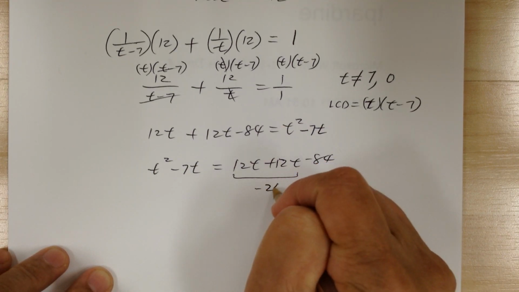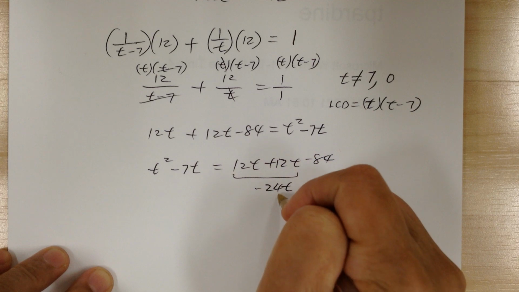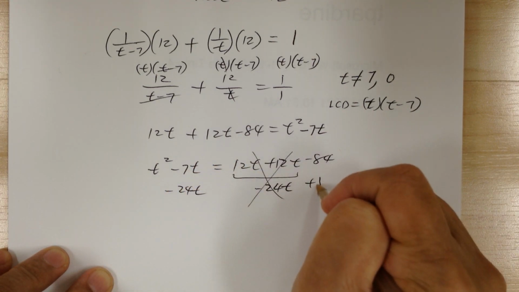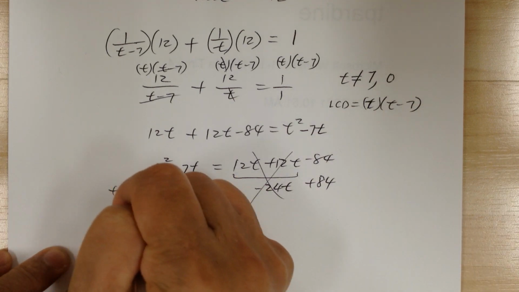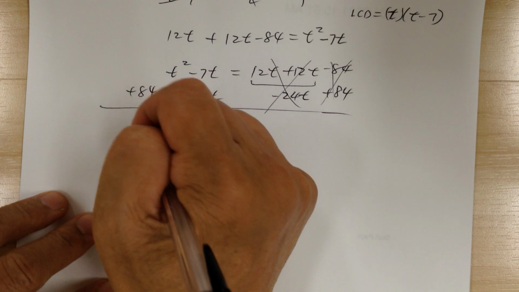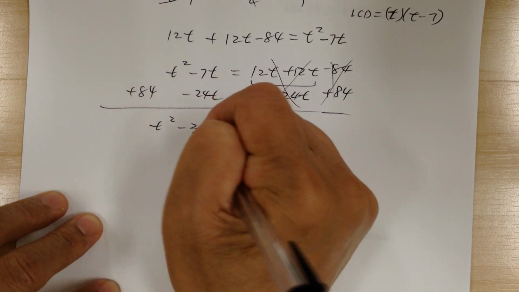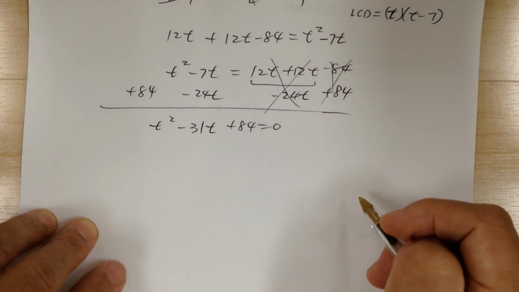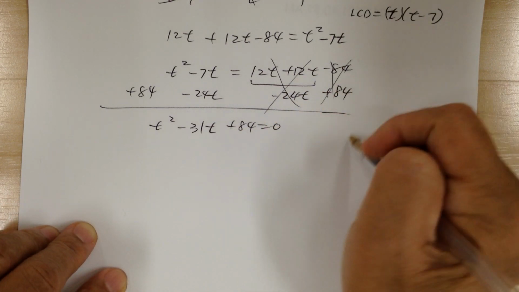factoring. So I'm going to minus 24t, because 12 and 12 is 24. So I need to minus 24t, so this will cancel out. And I need to plus 84, so this will cancel out. Okay, so I end up with t squared minus 31t plus 84 equal to 0. Okay, so from here I can do the factoring.